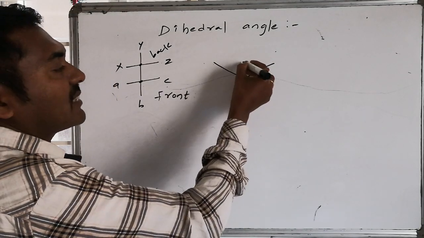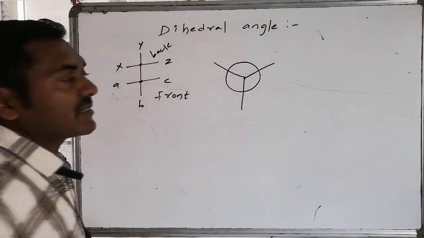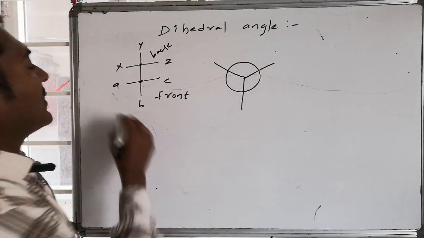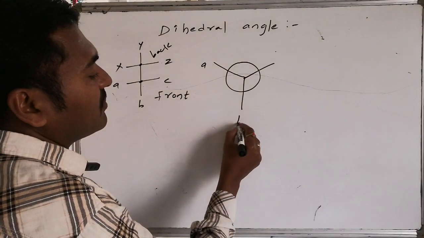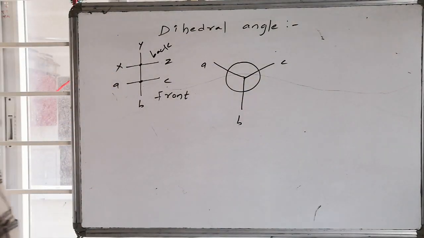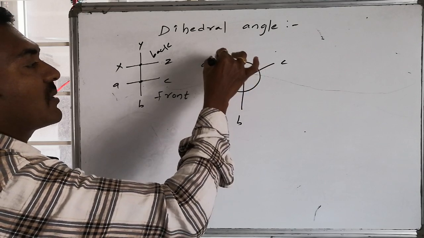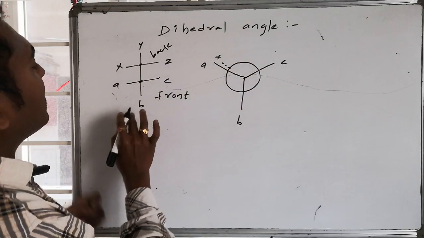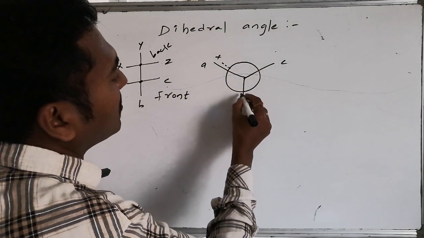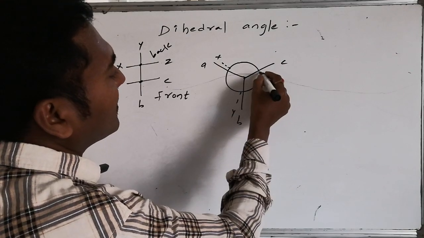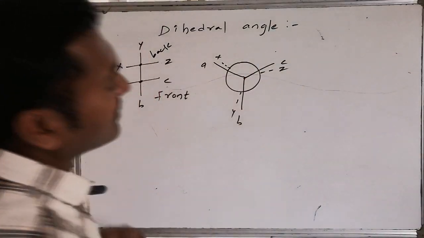Whereas the back carbon atom, which is invisible, is written in the form of a circle. This is A, this is B, and this is C. Whereas on the back carbon atom, A covers whom? X. So write X over here. B covers whom? Y. So write Y over here. C covers whom? Z. Write Z over here.